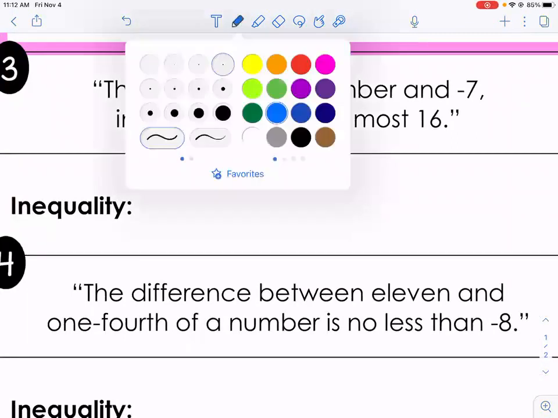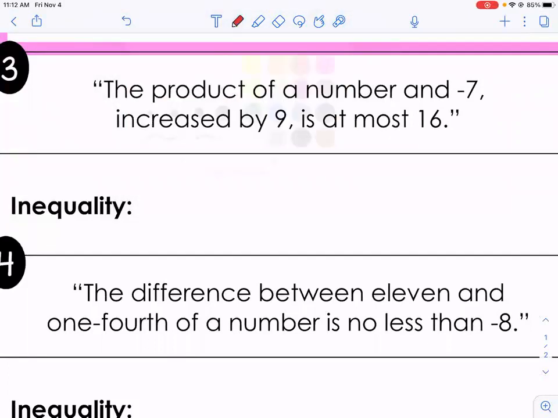So I'm gonna do some underlining here. Product, that's probably an important word. Of a number and negative 7. Ooh, increased by 9. Is at most 16. Interesting. Okay.